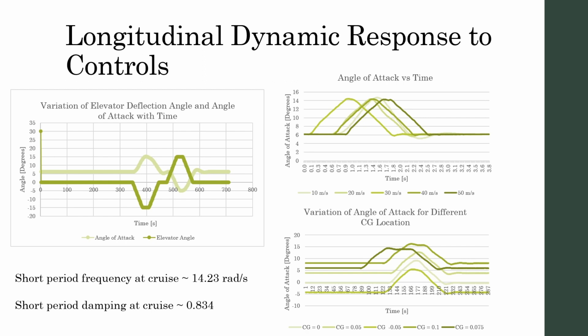For the CG locations that are closer to 0.1, the baseline angle of attack is higher and around 7 to 8 degrees. However, for the CG location of minus 0.05, the angle of attack is around minus 5.